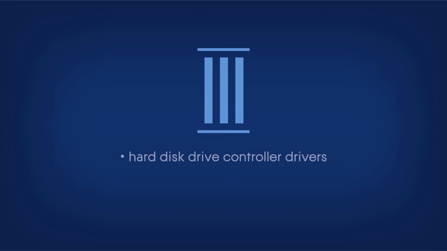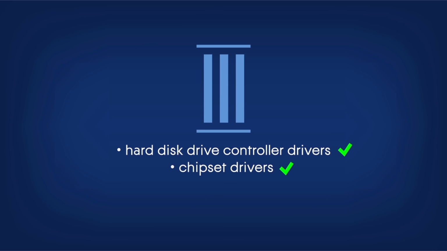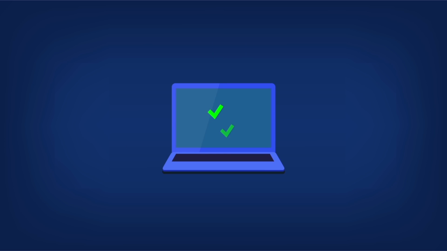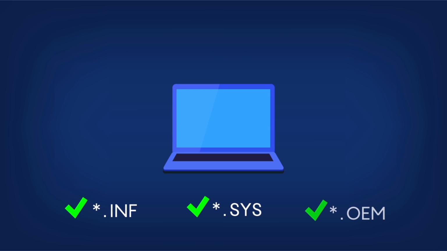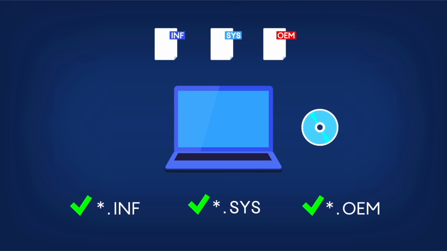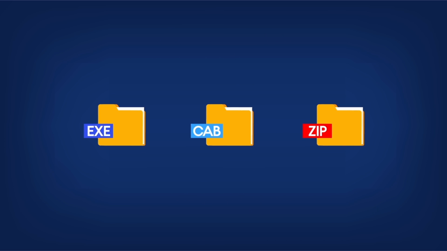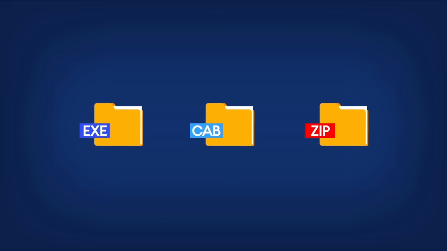Before proceeding with recovery, make sure you have drivers for the hard disk drive controller or chipset drivers for a new motherboard. These drivers are critical for booting the operating system and will be used by Acronis software during recovery to make the system bootable. The driver files should have the .inf, .sys, or .oem extensions. Use the CD or DVD shipped by the hardware vendor or download the driver from the vendor's website. If you download the drivers in the .exe, .cab, or .zip format, extract them using a third-party application, e.g., a free copy of 7-zip or similar.